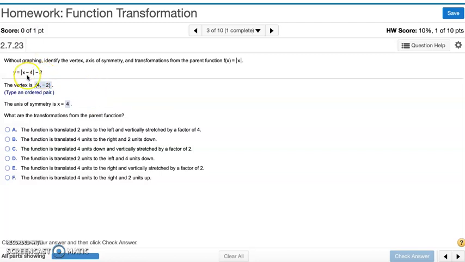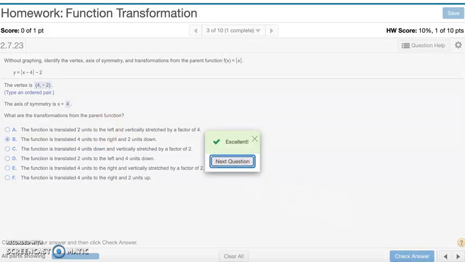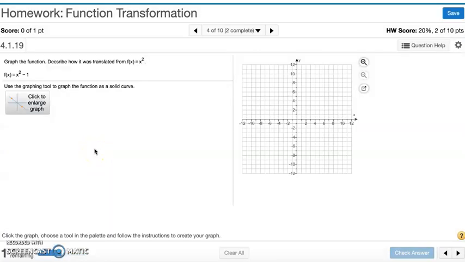Now the transformations, whatever you add or subtract inside the function makes you shift left or right. The number on the outside makes you shift up and down. So for the inside, think opposites. Minusing actually means going to the right. So you go to the right 4 units, and then we go down 2. So that's going to be B.